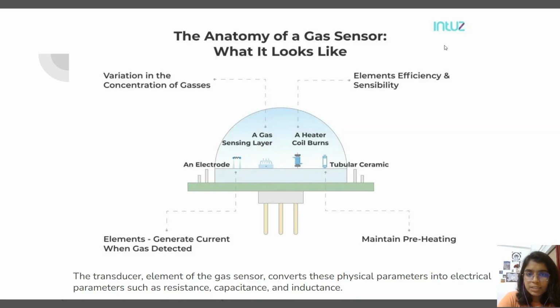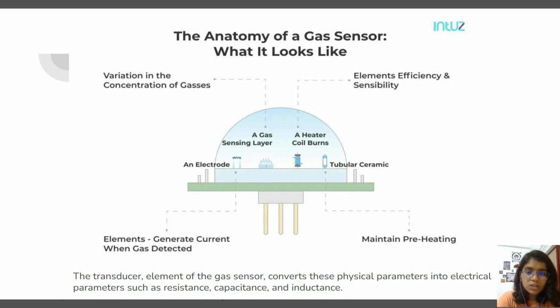Looking at this anatomy, the three important parts of a gas sensor are the gas sensing layer, electrodes, and heater coil. The gas sensing layer acts as an active layer, and we have different kinds of gas sensing layers made of semiconductors, polymers, and nowadays many different kinds of nanostructures being developed to increase the efficiency of sensing.